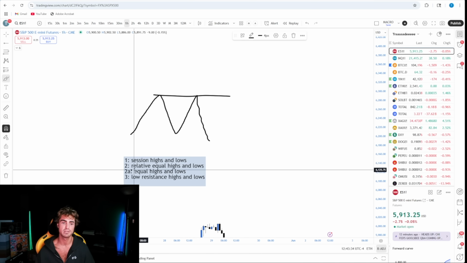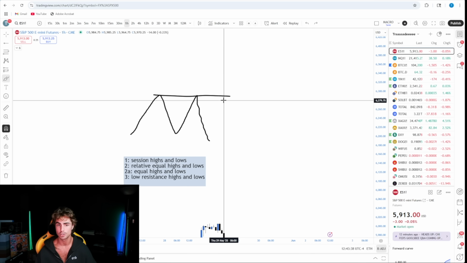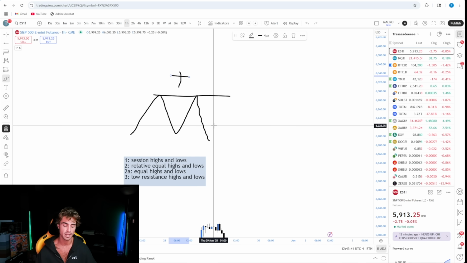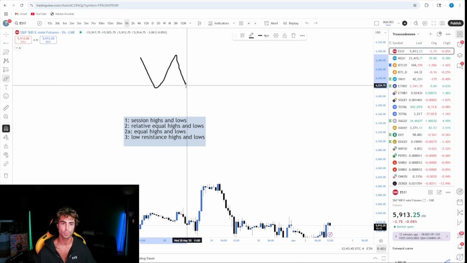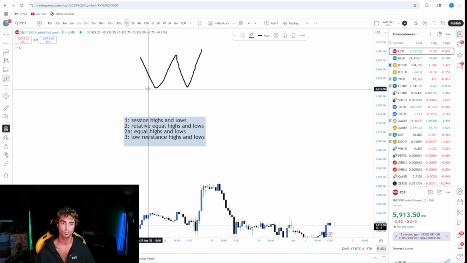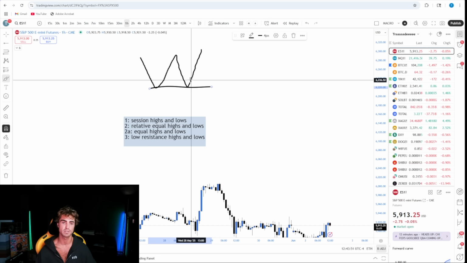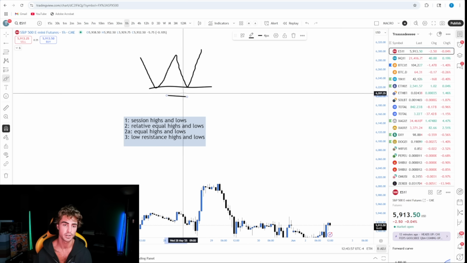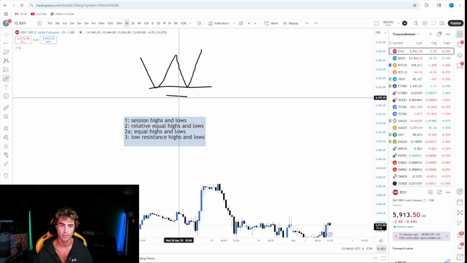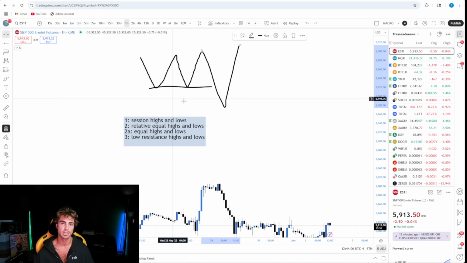Why? It's the same reason why relative equal highs and lows, and low resistance highs and lows, are a good draw on liquidity. Because there's just a massive amount of buy orders above here. Same thing to the downside. If we have equal lows right here, what is there? Again, as long as these are the same exact price, even if this one's a little bit higher, that makes it a relative equal higher low. What is resting underneath these lows? A whole bunch of sell orders that have the potential to get filled for price to do what? Sweep it out and then move price in the other direction.